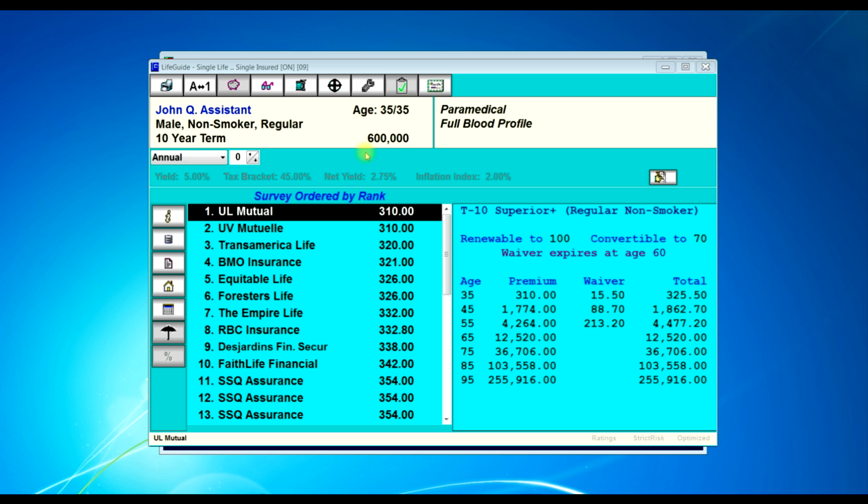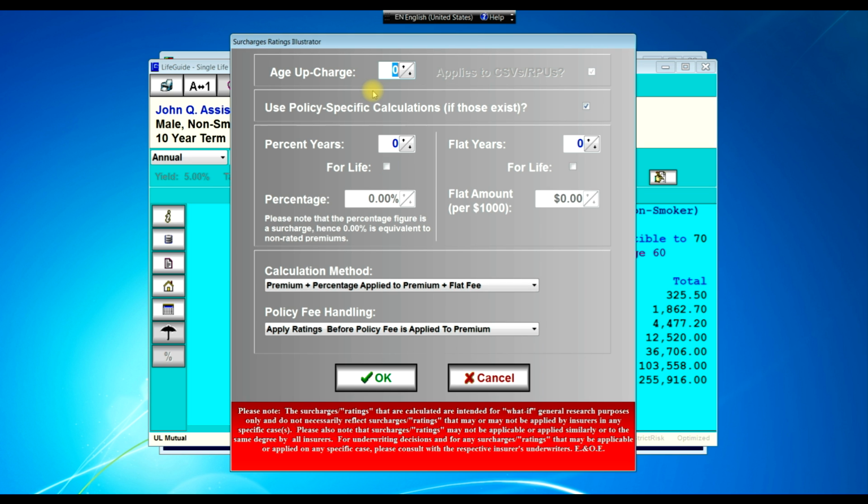So to go to the ratings calculation illustrator, we go to the third icon from the right, the one that looks like a wrench, this one here. So we'll click on it, and up comes the ratings illustrator. One of the ways in which ratings are applied, in other words, premium surcharges are applied, is by increasing the insurance age of the person.